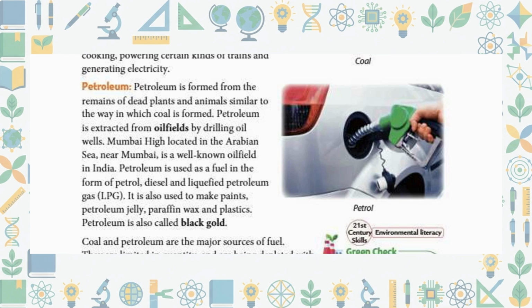Petroleum. Petroleum is formed from the remains of dead plants and animals, similar to the way in which coal is formed. Petroleum is extracted from oil fields by drilling oil wells. Mumbai High, located in the Arabian Sea near Mumbai, is a well-known oil field in India. Petroleum is used as a fuel in the form of petrol, diesel and liquefied petroleum gas. LPG is also used to make paints, petroleum jelly, paraffin wax and plastics. Petrol is also called black gold.